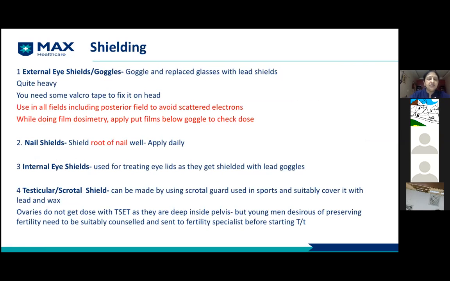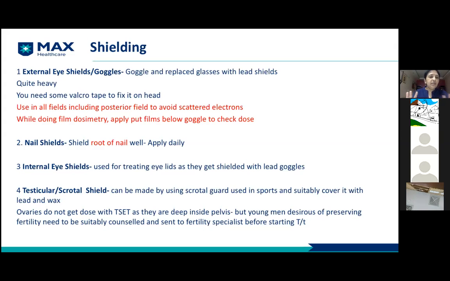So common shieldings which are required during TSET is, first of all, you require an external eye shield. What we have done at our center is we've just got one pair of slightly oversized goggles, and we replace the glasses with lead shields. Once you replace the glasses with lead shields, the goggles actually become quite heavy, so you need some Velcro kind of tape to fix it to the head so that they do not keep falling. And we use it in all fields.